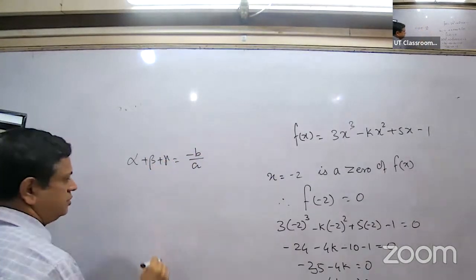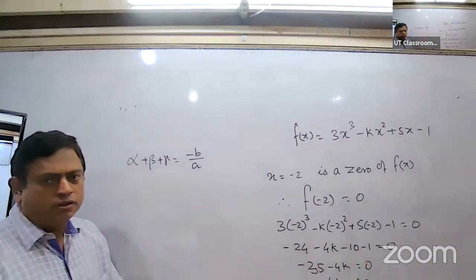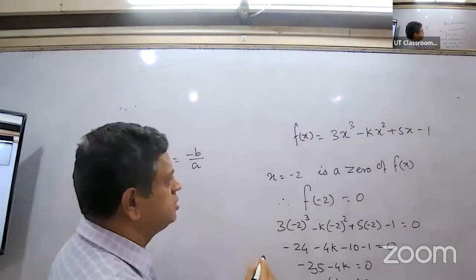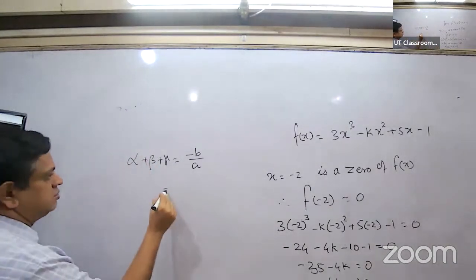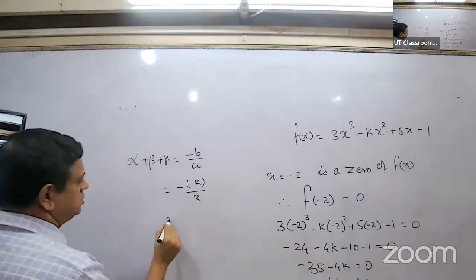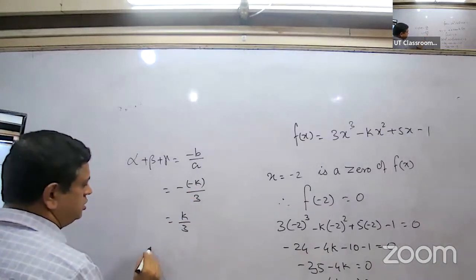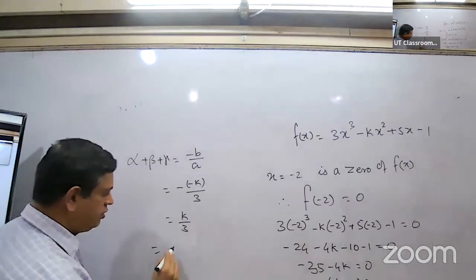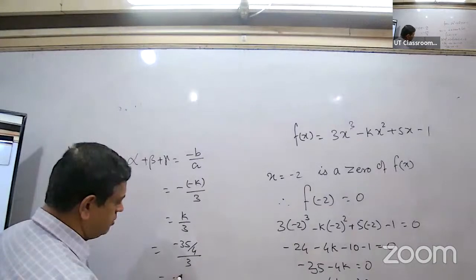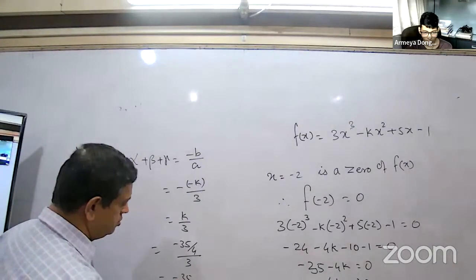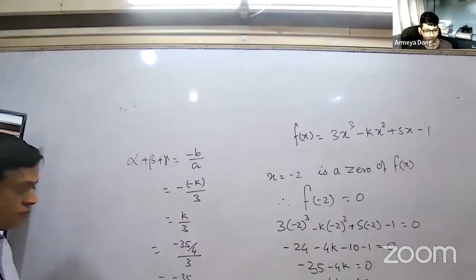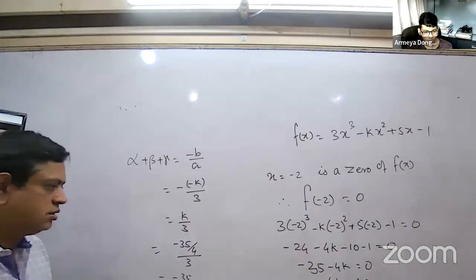Minus b by a. What is b? What is a? 3. What is the value of b? Minus k. So minus k upon 3, that is k by 3. Replace k: -35 by 4 upon 3. That is equal to -30. Sir, it should be +30. Sir, are you sure?